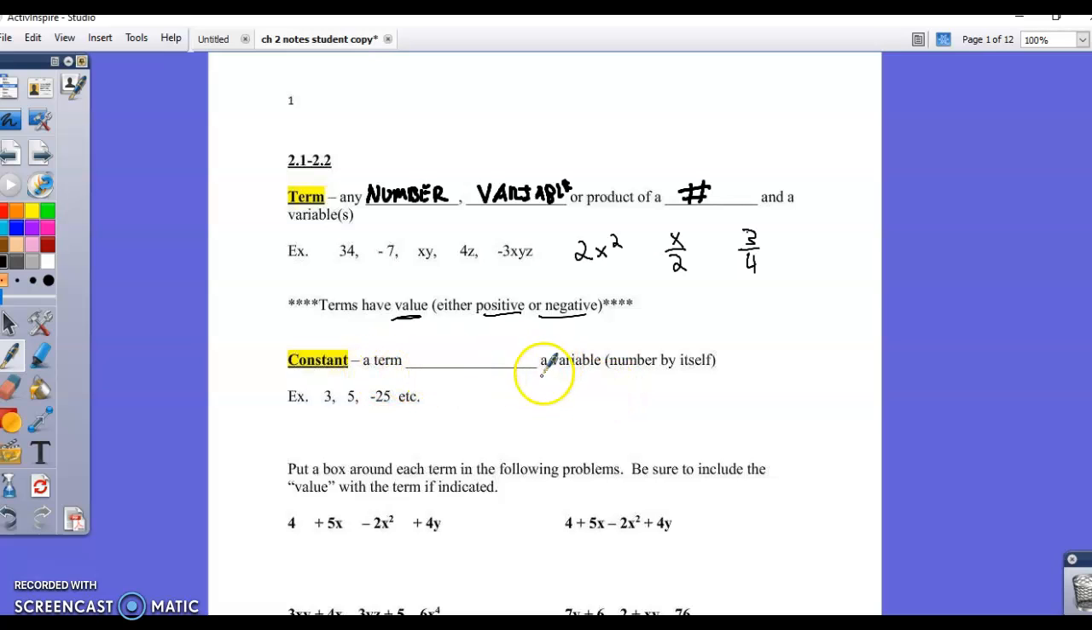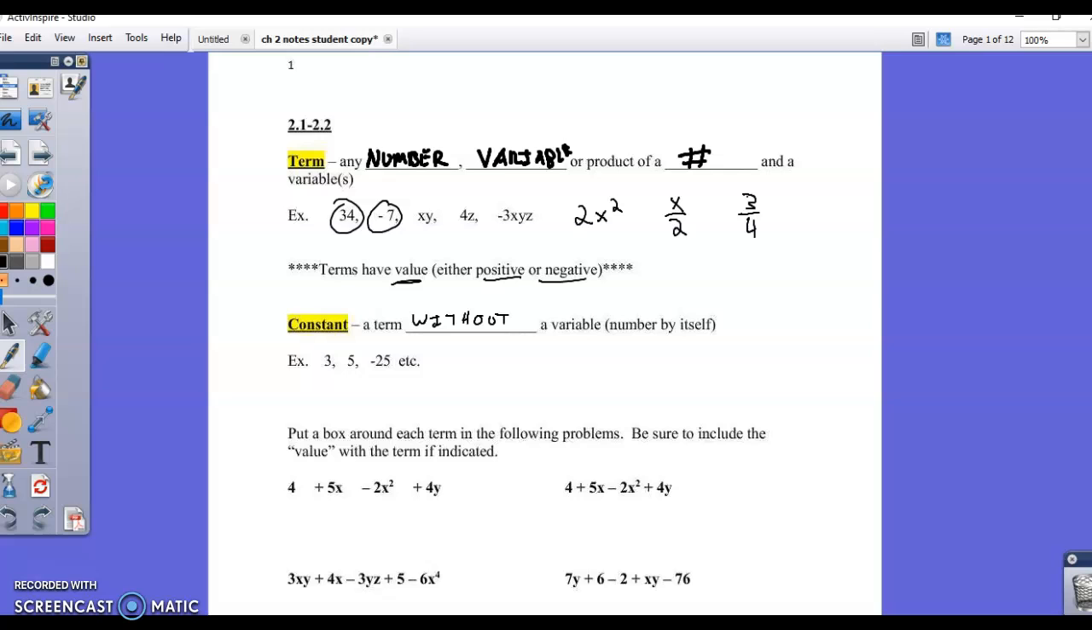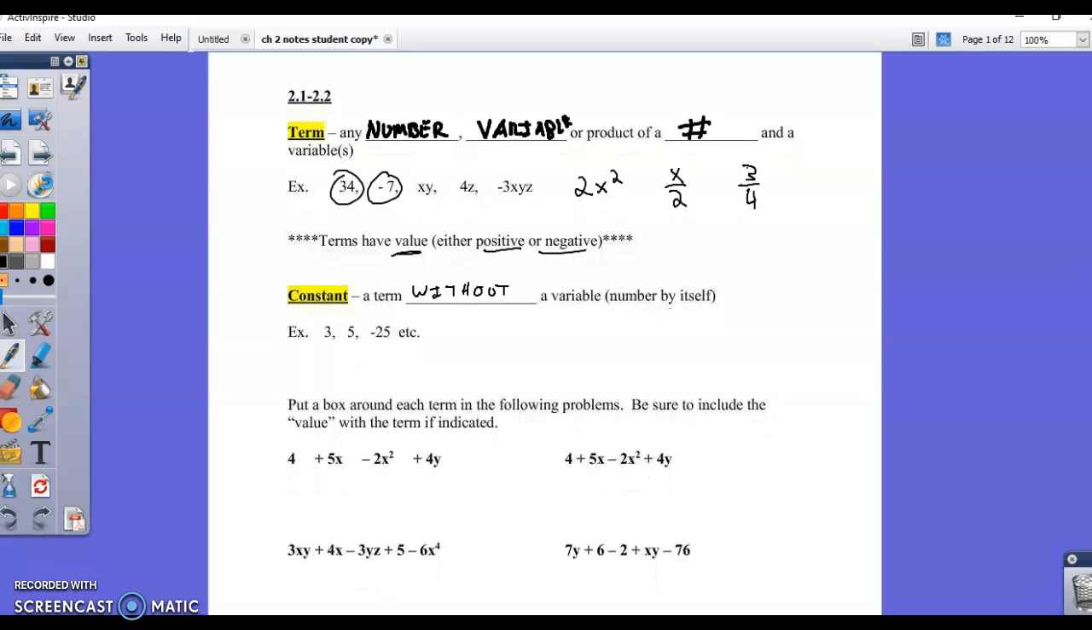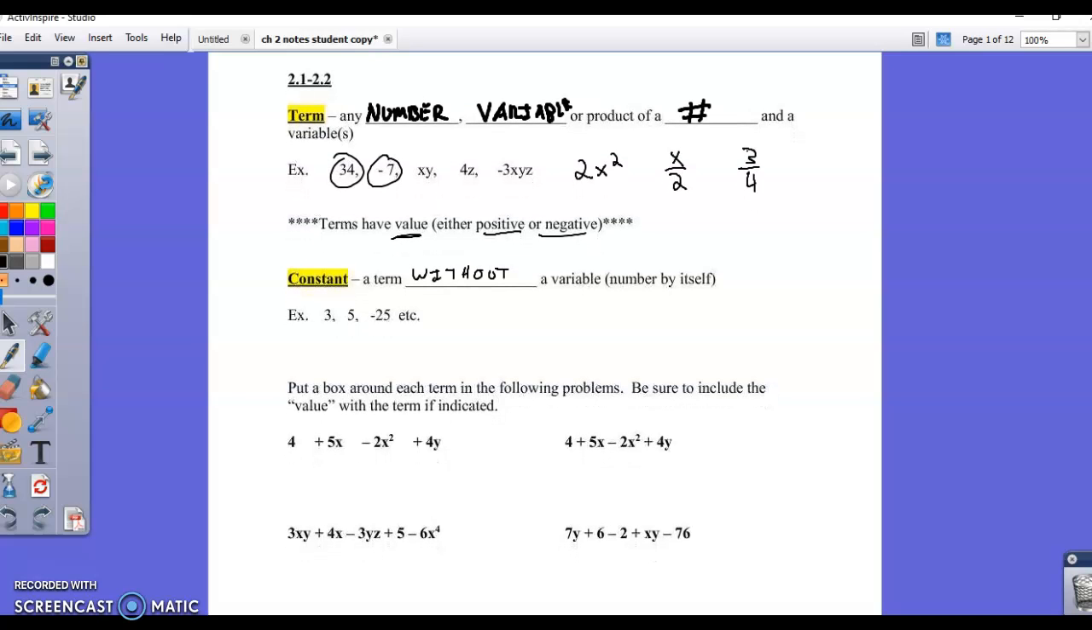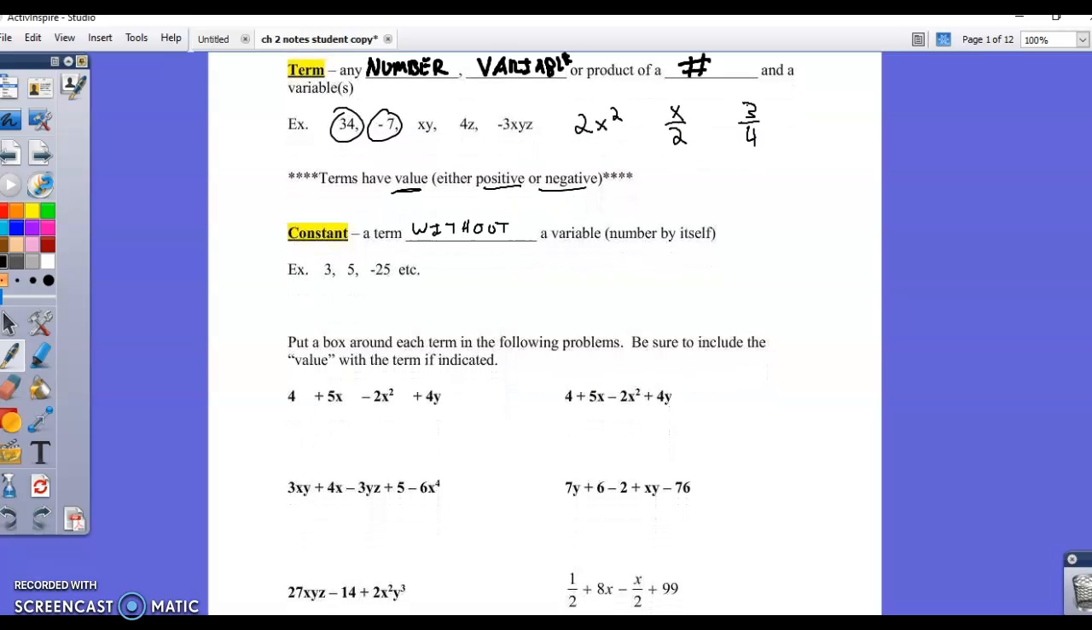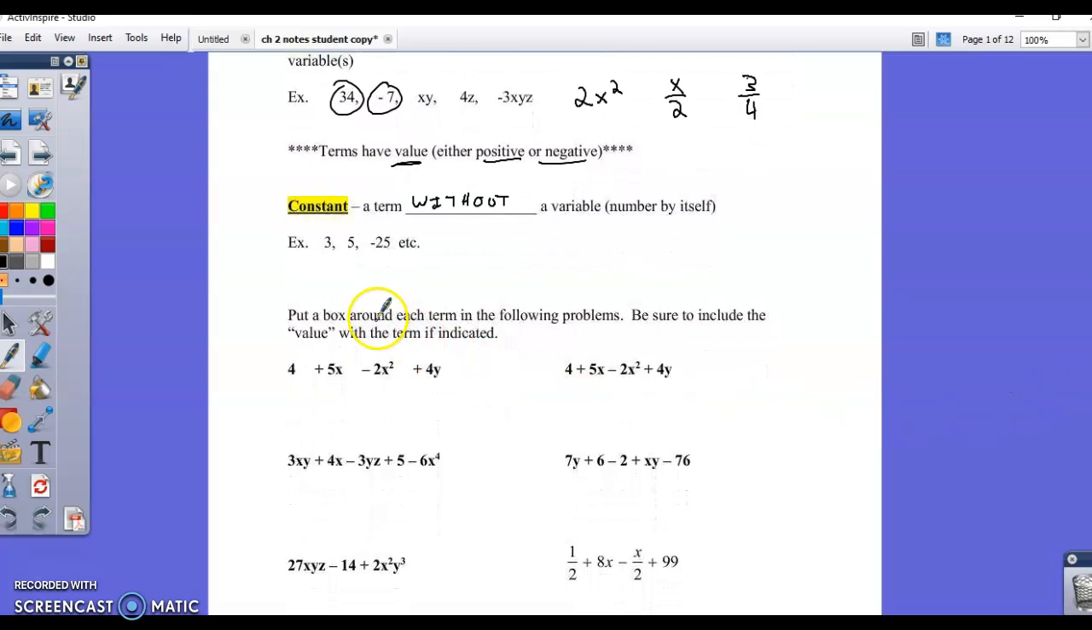A constant is a term without a variable. So it's just a number by itself. So constants, just like 34 here, -7, are terms. One thing that's going to help you out immensely in math is to be able to see groups of numbers in terms of terms, so to speak. So for these following problems, what I want you to do is put a box around each term in the following problems. We're going to get into what like terms are and how we combine those later. Right now, visually, I just want you to see the separation.